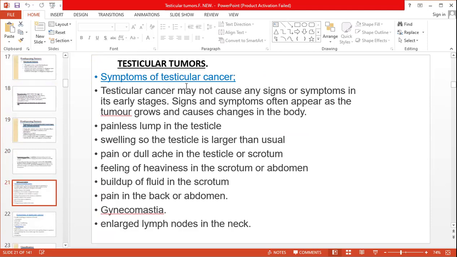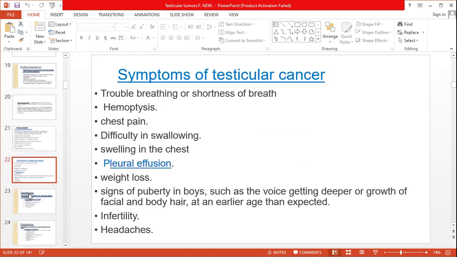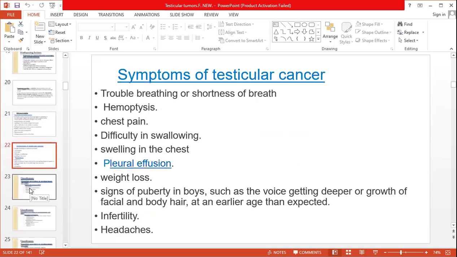The symptoms of testicular cancer are a painless lump in the testicles, swelling of the testicle larger than usual, a dull ache in the testes, buildup of fluid in the scrotum, pain in the back or abdomen, gynecomastia, and enlarged lymph nodes in the neck. Besides it, there is trouble breathing, hemoptysis, chest pain, difficulty with swelling in the chest, pleural effusion, weight loss, infertility, and headache.